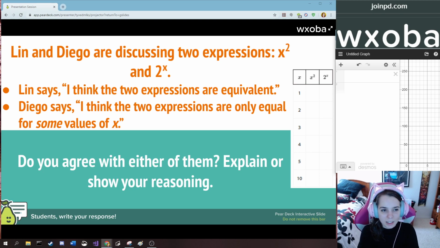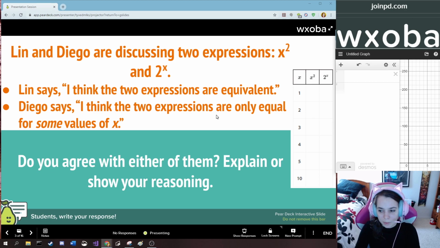So Lynn and Diego are discussing two exponential expressions, x squared and 2 to the power of x. Lynn says, I think the two expressions are equivalent. Diego says, I think the two expressions are only equal for some values of x. Do you agree with either of them? Explain or show your reasoning. Okay, so this is a discussion question, so you'll be able to type.